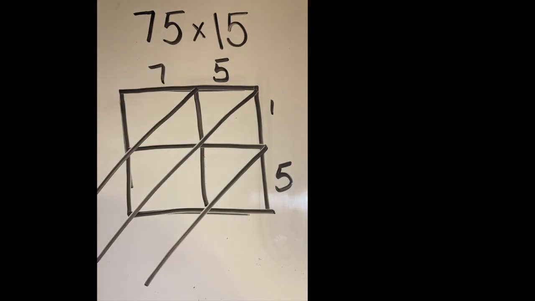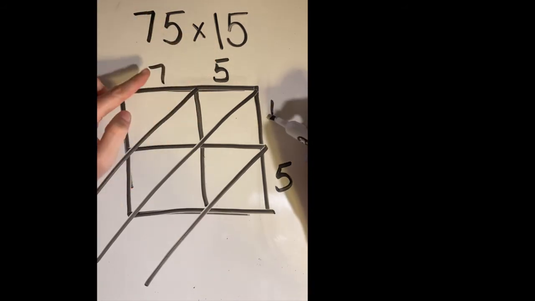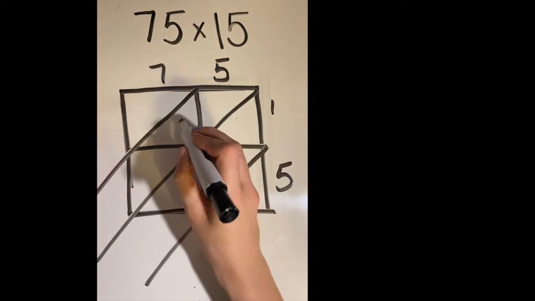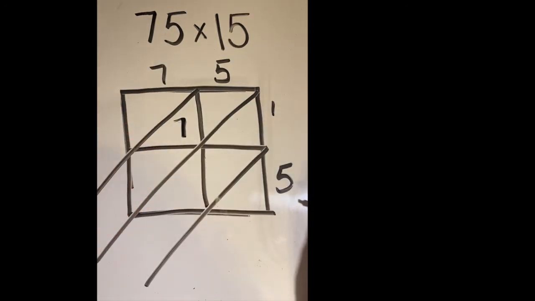All right, so now we have to multiply our numbers. We're going to take the 7 from 75 and the 1 from 15 and multiply them. So 7 times 1 is 7. And remember, we write that in this box because it is in the ones place. 7 is in the ones place, and we don't have anything in our tens place.